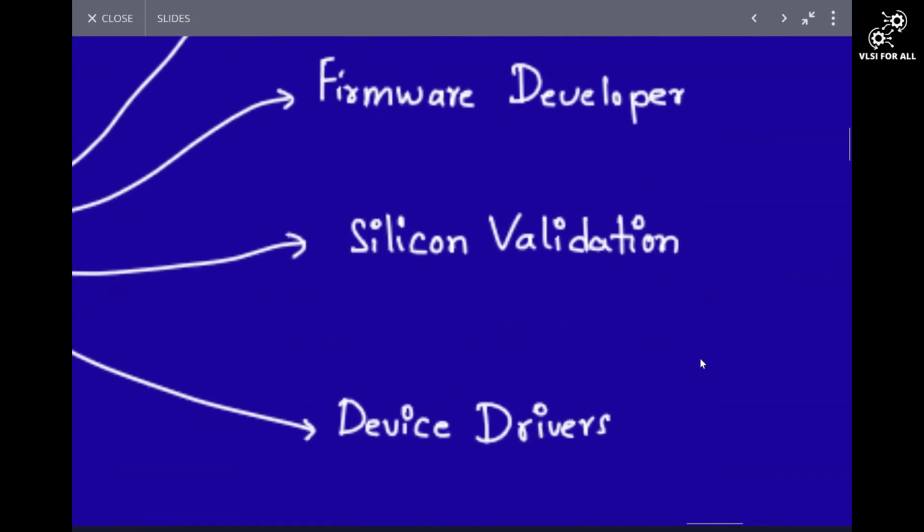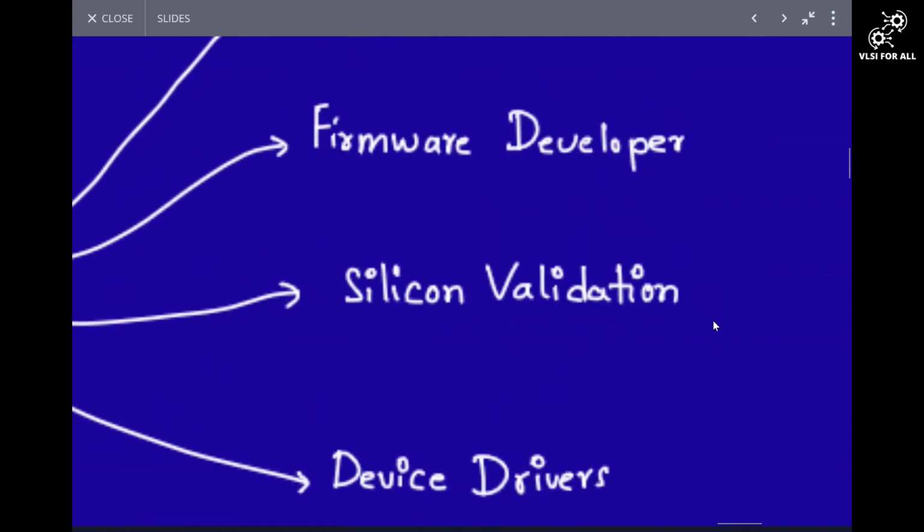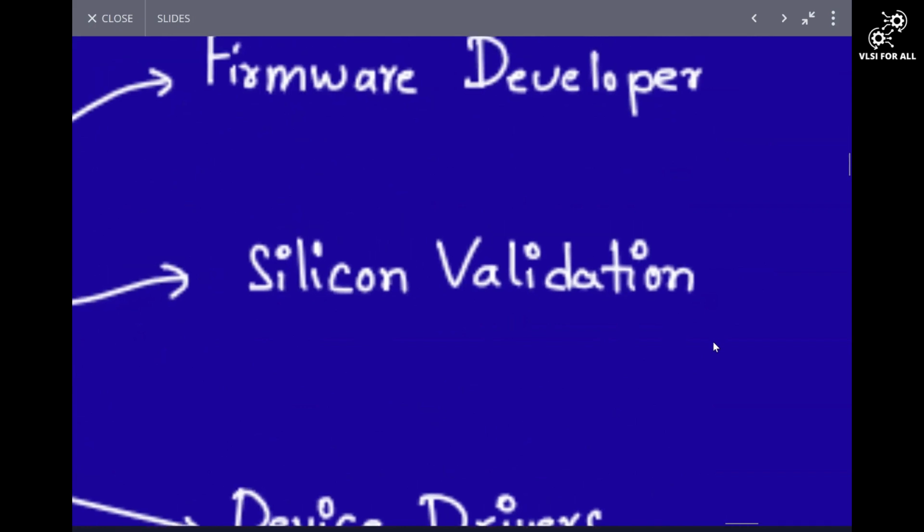See, post silicon validation may involve burning your firmware onto the chip and validating a few features. Okay.